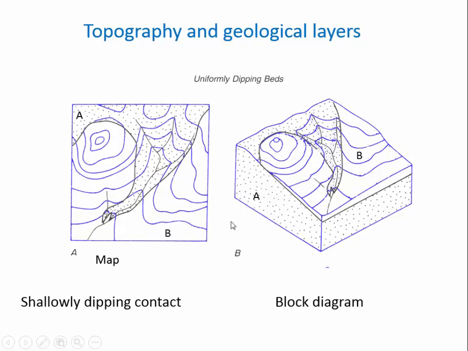Now let's introduce some geology into topography. We have here another map, and here we see not only contour lines, they are not labeled here in this case, it's just an example for now. And we see that here the contour lines form again a valley.